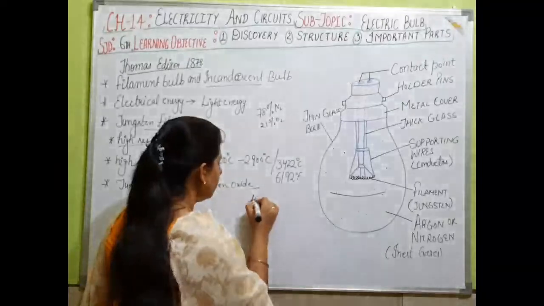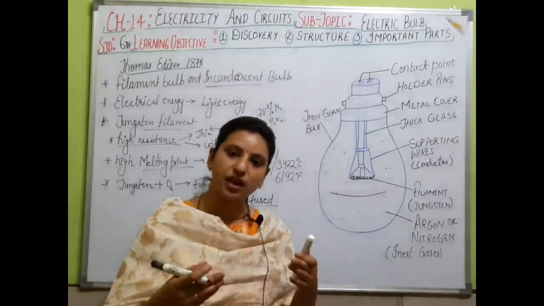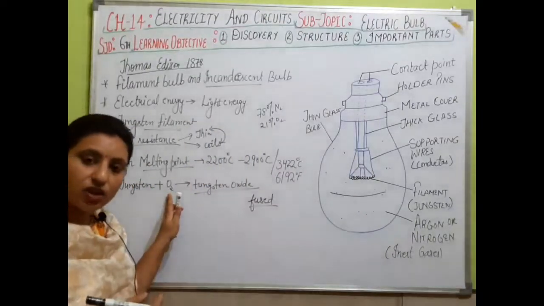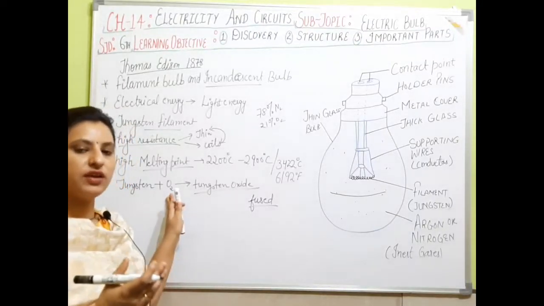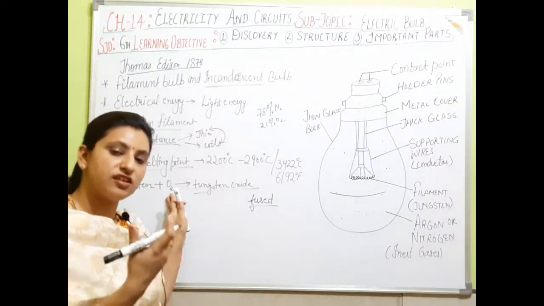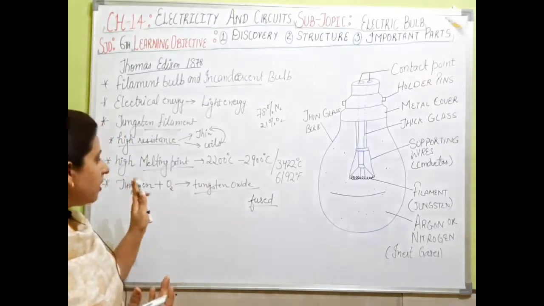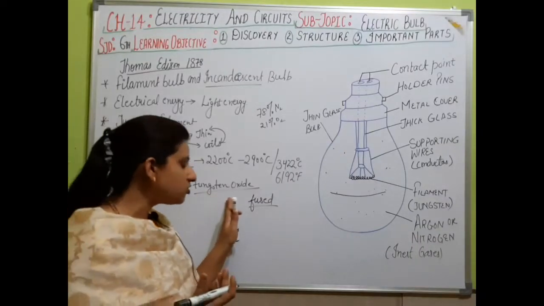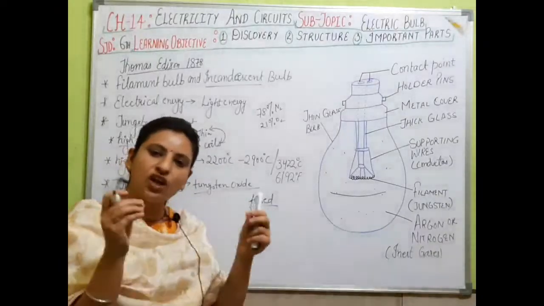What condition will come? Fused condition. Why? Because the wire will heat up, and as it heats up it will start reacting with the oxygen, because many elements, when heated to a very high temperature, start reacting with oxygen. Tungsten is also one of them. So when heated, tungsten will react with the oxygen and form tungsten oxide, and after some time this tungsten oxide will lead to thinning of the wire.